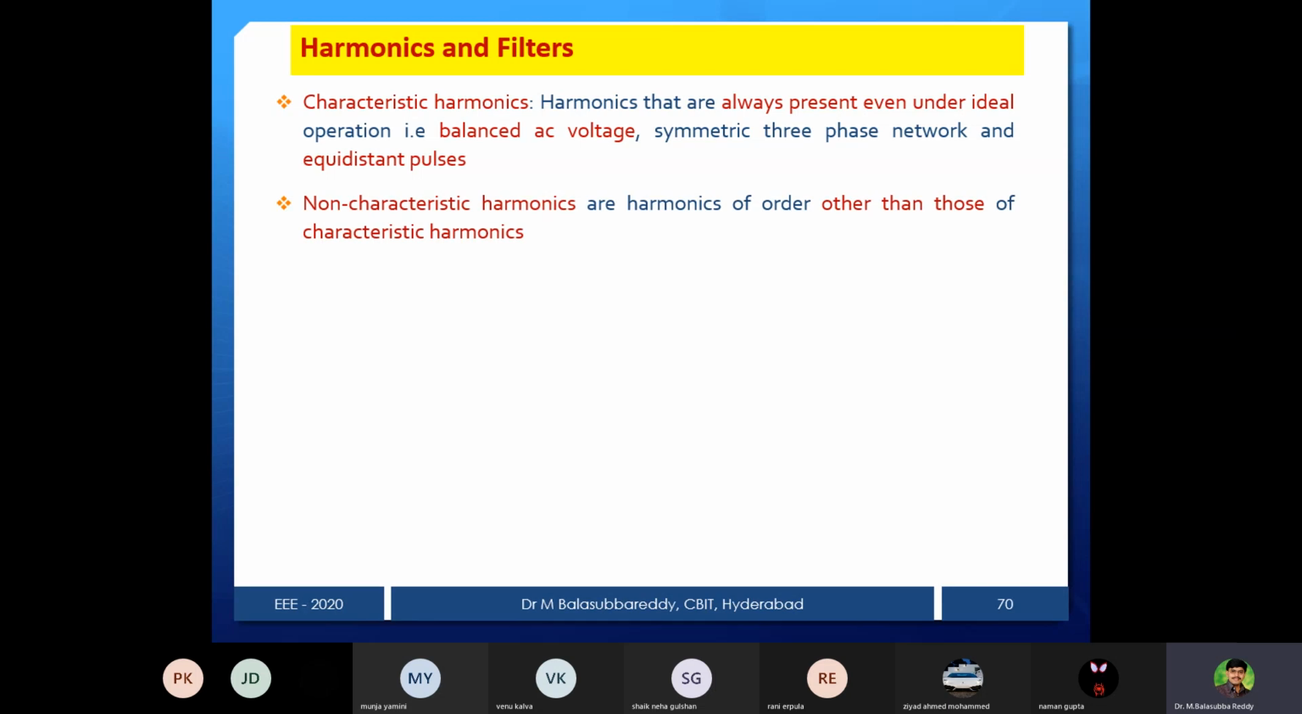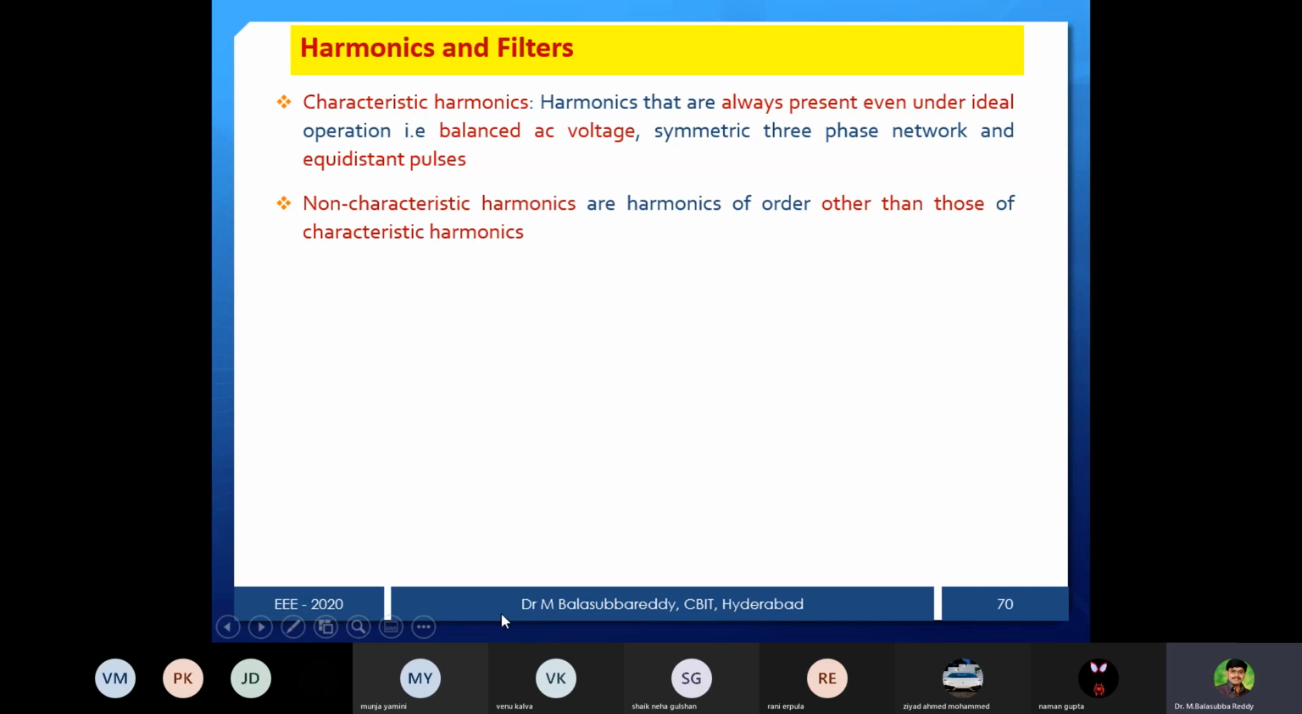And we also noticed in the previous class, once the pulse number increases, some of the lower order harmonics are suppressed. Whether the pulse number is 6 or 12, the order automatically changes. That shows that lower order harmonics are suppressed by increasing the pulse number, and hence reduction of the higher order harmonics is simpler than the lower order harmonics. That also we noticed.